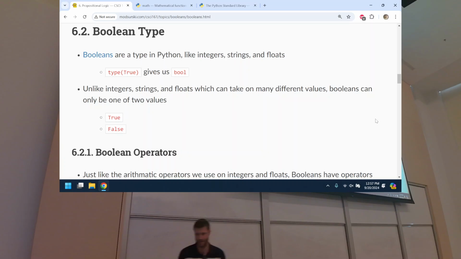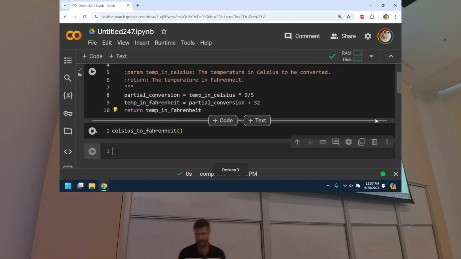All right. Okay, a Boolean type. Well, Booleans are a type in Python and in a lot of programming languages, like integers and strings and floats, but it's its own type, Boolean. In fact, we can prove this. Prove or at least demonstrate. Yeah, crash.